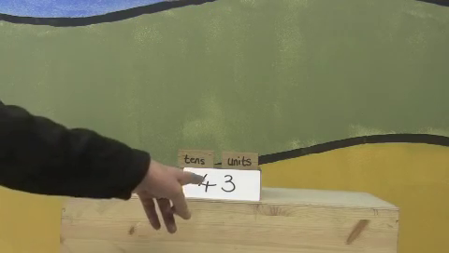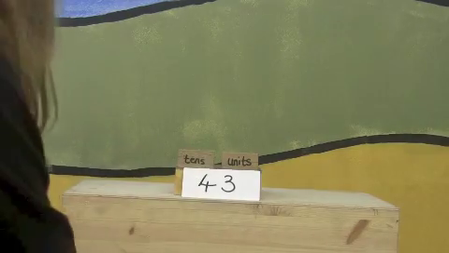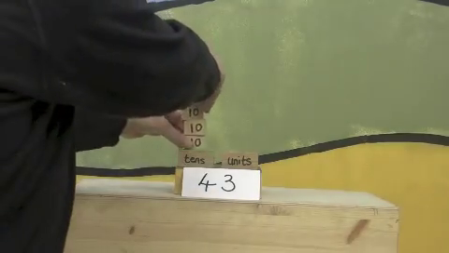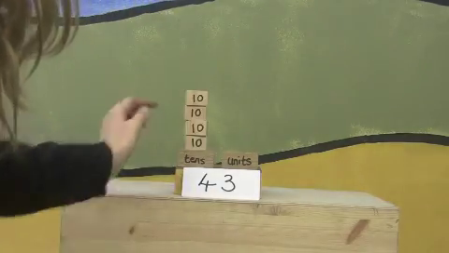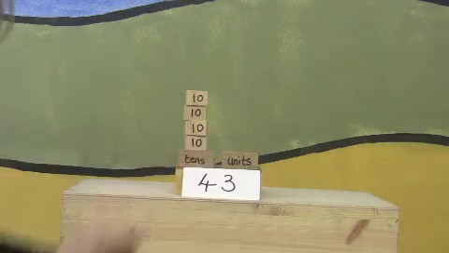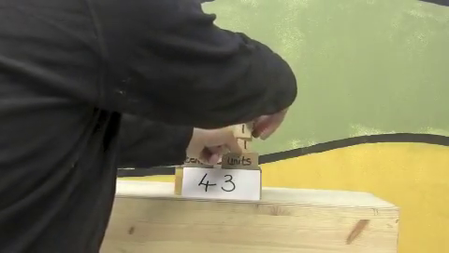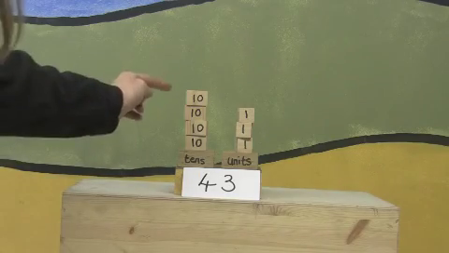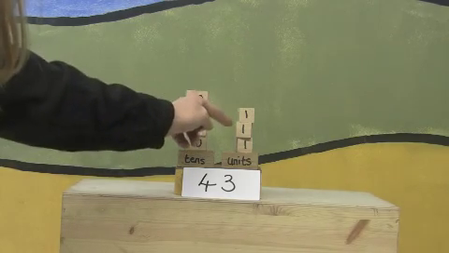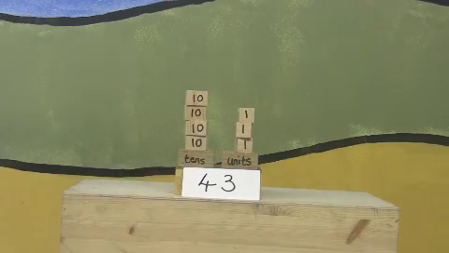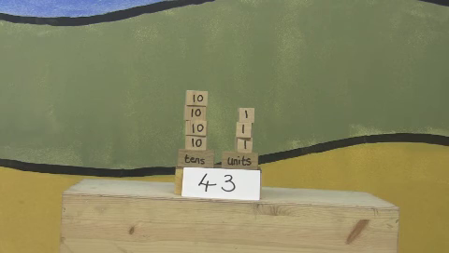Let's try another one. The number 43, 4 tens and 3 units. Here are the tens, 1, 2, 3, 4. And now I want 3 units. 10, 20, 30, 40, 1, 2, 3. 43. 4 tens and 3 units.